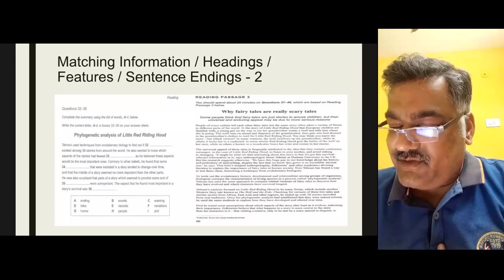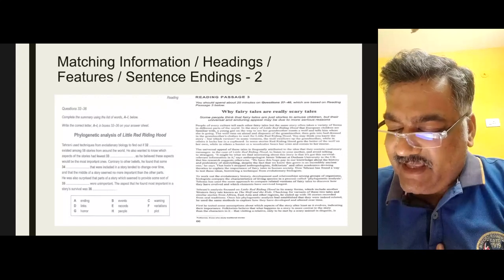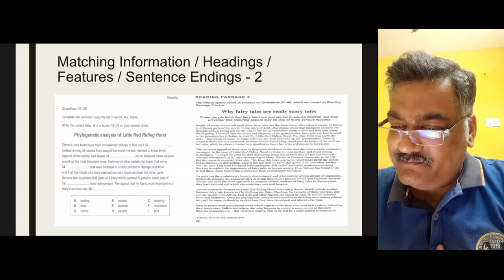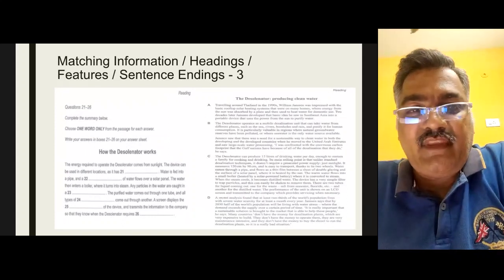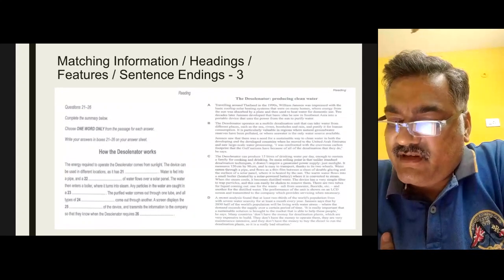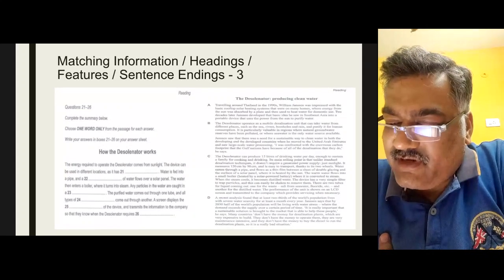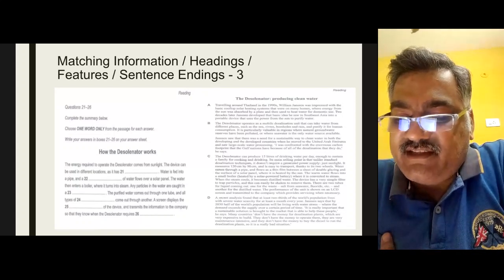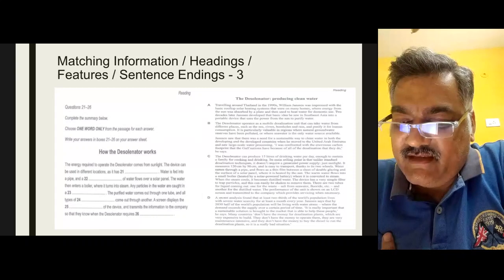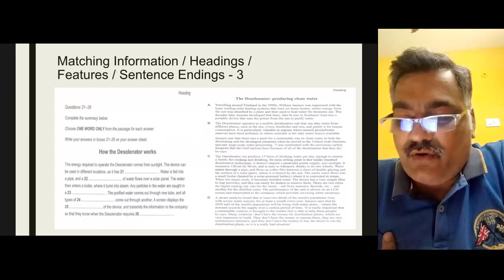All right. So we'll go to the next slide, please. Then continuing for this matching information or headings, again, it's a summary that is given to us, but see the instruction on the question. Complete the summary below. Choose one word only from the passage for each answer.